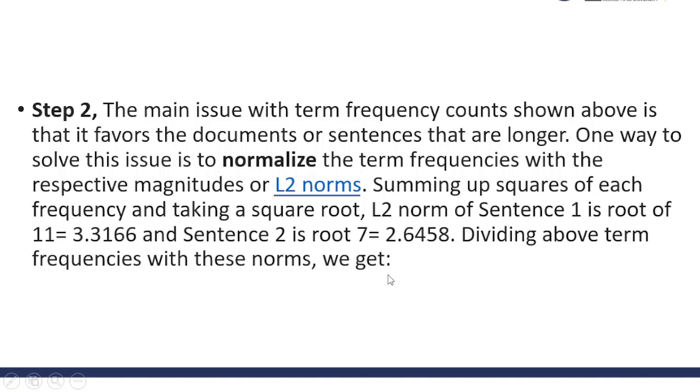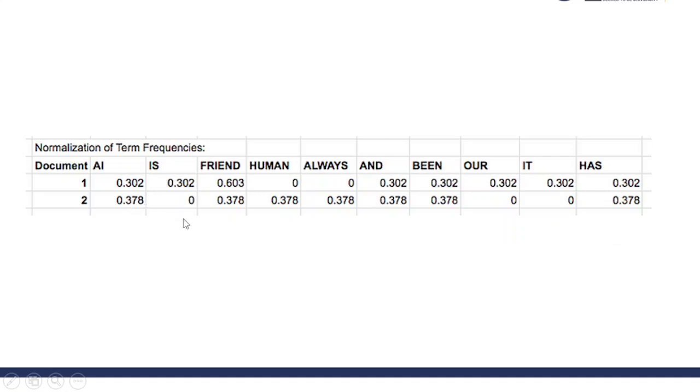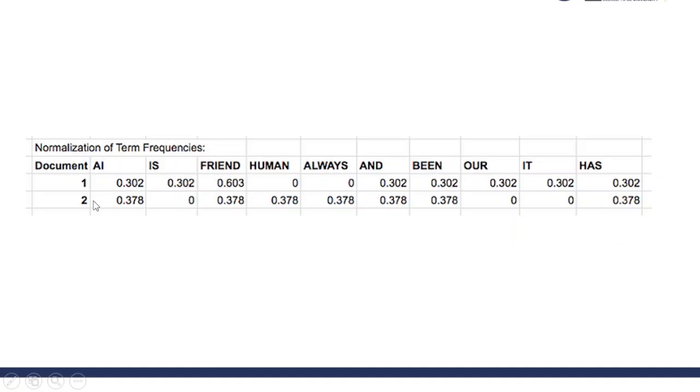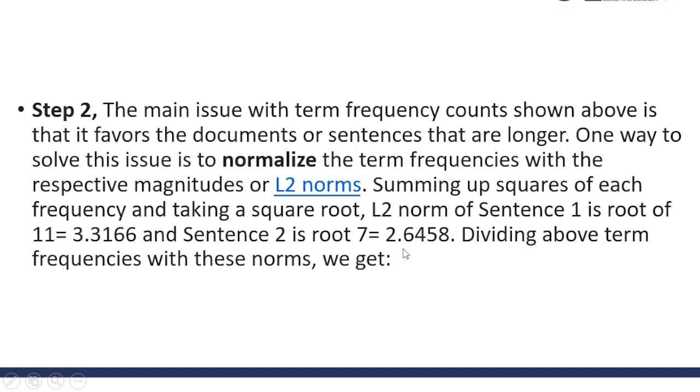So once we calculate the L2 norm, we divide these words. That is, we calculate 1 by the L2 norm of sentence 1, which is 3.3166. And for the second one, we divide 1 by 2.6458, which is root 7, the L2 norm for sentence 2. This is done because otherwise it will favor the sentences that are longer. So to avoid that, we make use of L2 norm here.